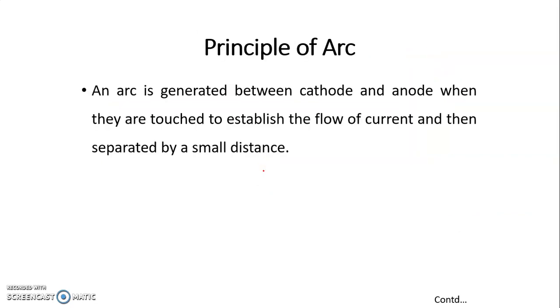Now the principle of arc. An arc is generated between the cathode and anode when they are touched to establish the flow of current and then separated by a small distance. An arc is generated between two conductors of electricity, cathode and anode, by considering the direct current, which is also called DC.